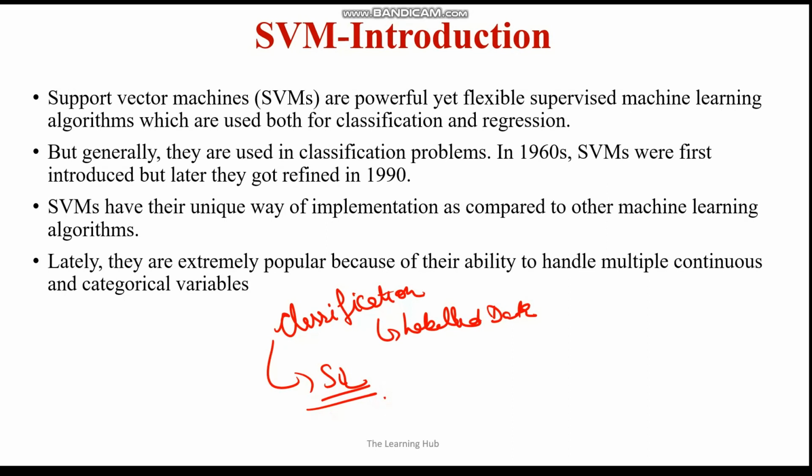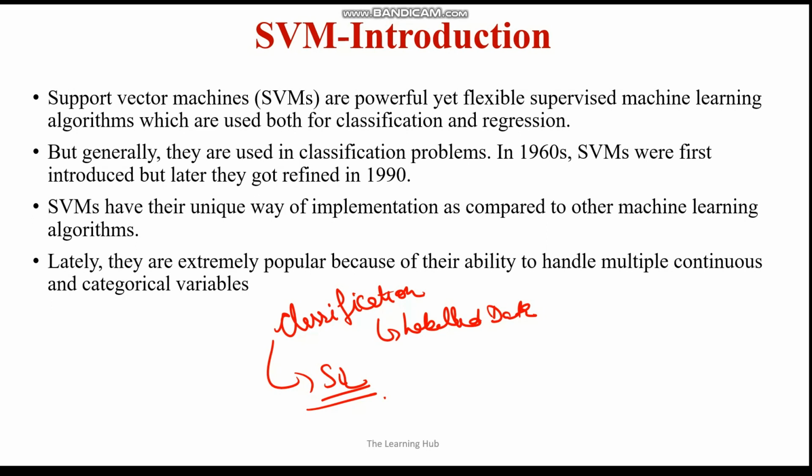So when we talk of support vector machine, also known as SVM, it is one of the popular supervised learning algorithms which is used for classification as well as for regression problems. Its primary use is for classification problems in machine learning. It came into existence in the 1960s and was refined in the 1990s and is still in use.